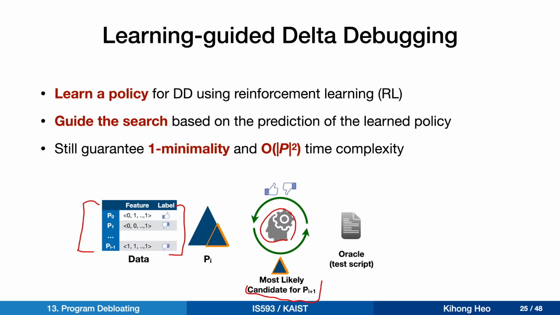And also note that this new algorithm based on the policy does not fundamentally change the searching strategy of the original delta debugging. It just prioritizes the candidates made by the original delta debugging based on the probability. So the worst case time complexity will be the same as before.